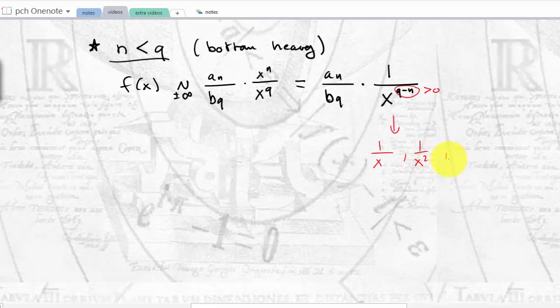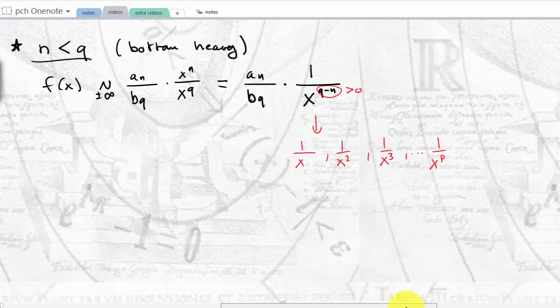So n is smaller than q, right? So you can write these as an over bq times 1 over x to the power of q minus n. And if q is greater than n, then this power is positive. So basically, we're looking at something that looks like either 1 over x or 1 over x squared or 1 over x cubed. Basically, it's like 1 over x to the p. And we know where this goes as x approaches plus or minus infinity.